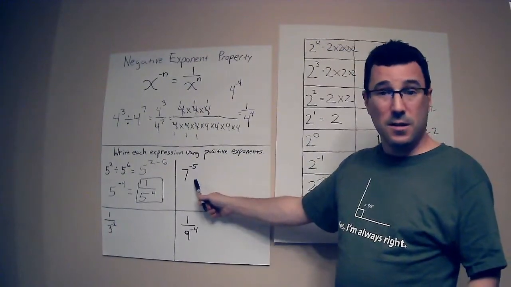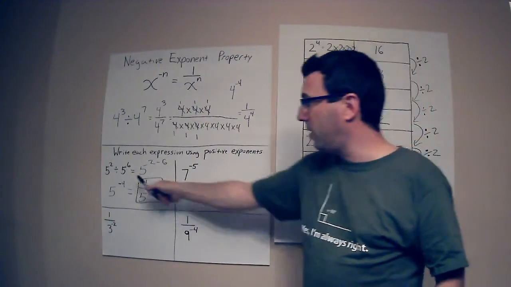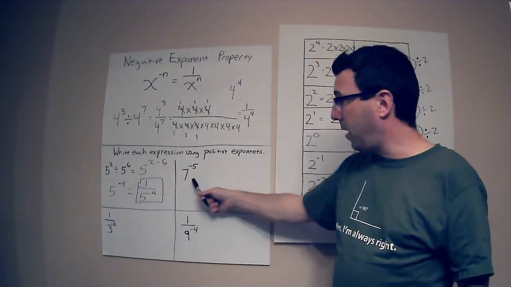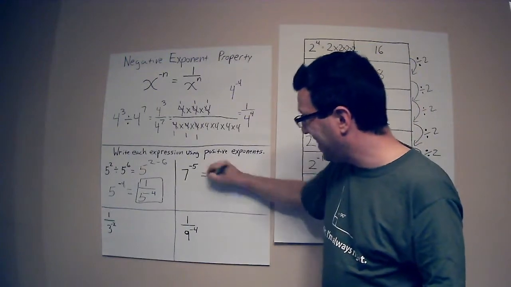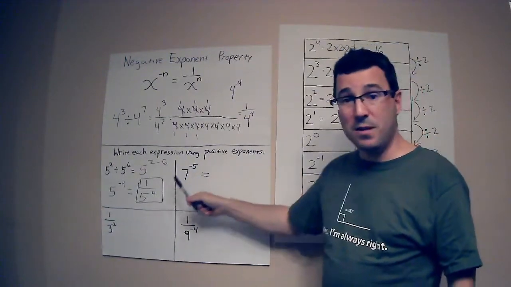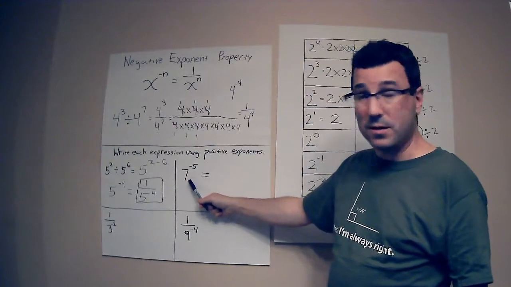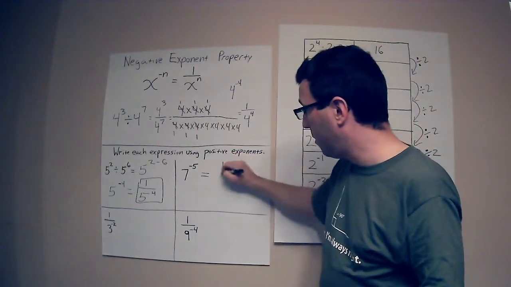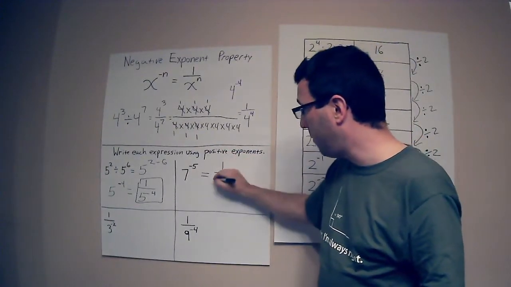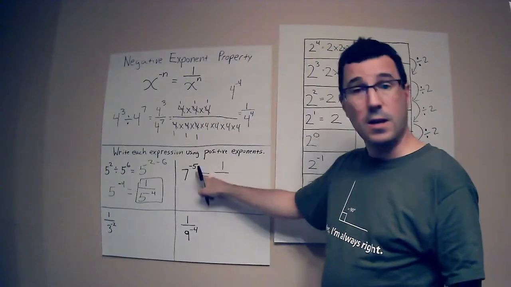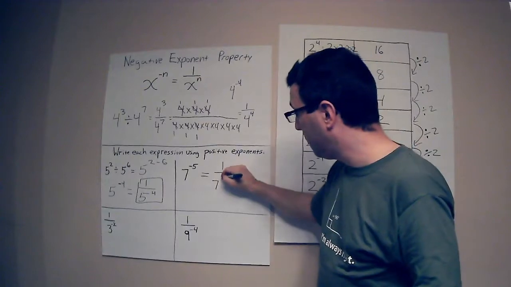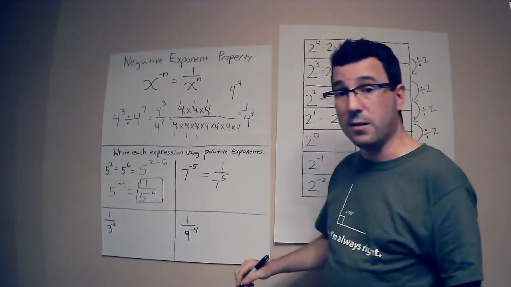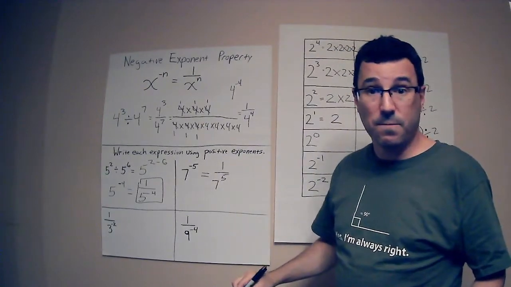Here, less stuff to do. We don't have that division issue. But 7 to the negative 5. That negative tells me that I have to do the reciprocal of this. So I'm going to do 1 over, my base is 7, and I'm just going to change the exponent from a negative 5 to a positive 5. That's it.